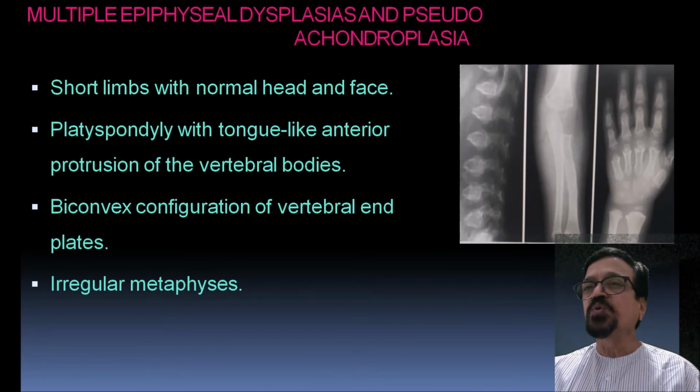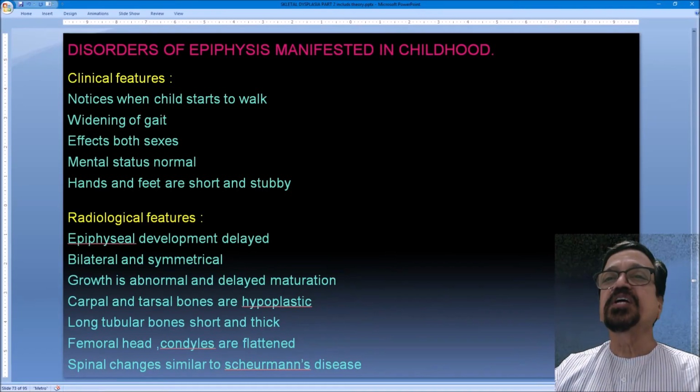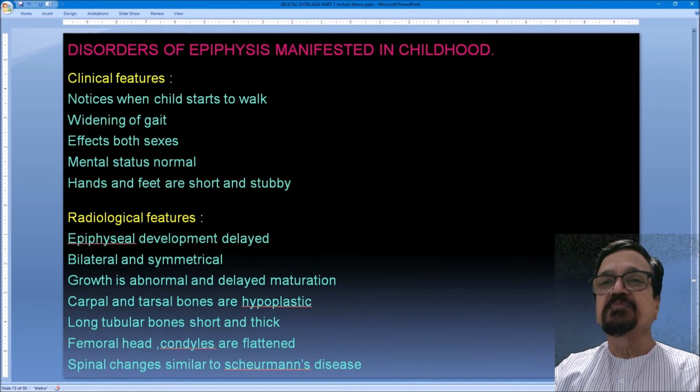In this picture we have shown how achondroplasia is seen. Now what are the disorders of epiphysis manifested in childhood? Let us come to the clinical features first. They are noticed when the child starts walking. There is widening of the gait. It affects both sexes equally, males as well as females. Mental status is normal. Hands and feet are short and stubby.